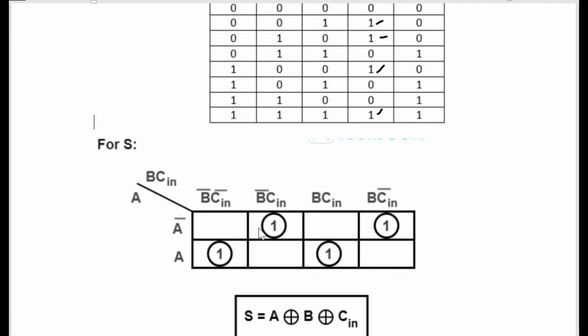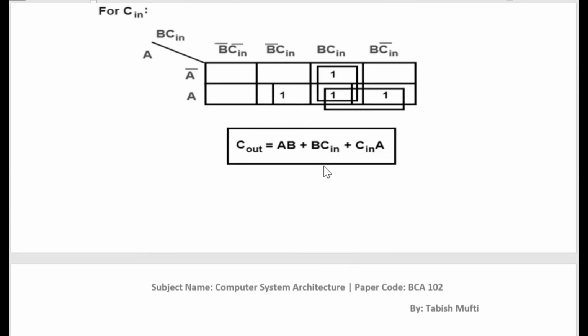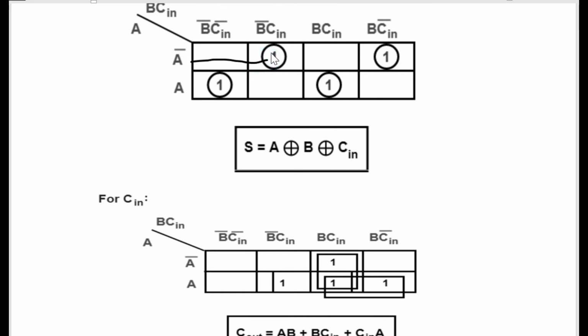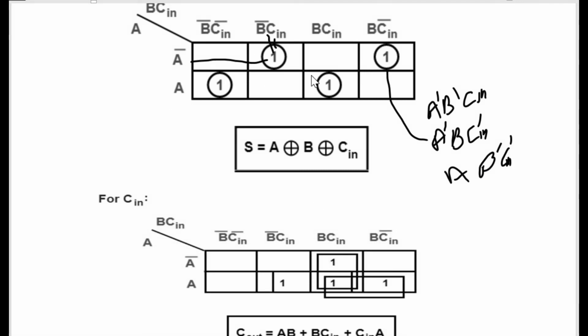Since I cannot make any group among these values, let me write down the output over here. The first value is A dash, B dash and C-in. This is my first value. For this one it is A dash B C dash in. Similarly for this one it is A B dash C dash in, and for this one it is A B C, it is over here.